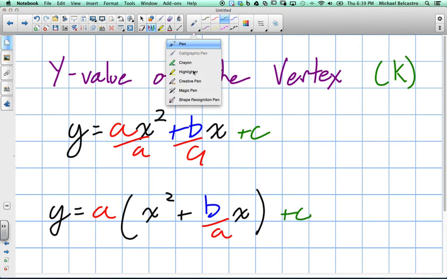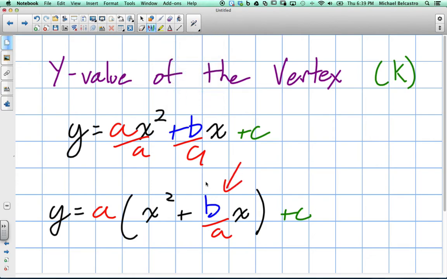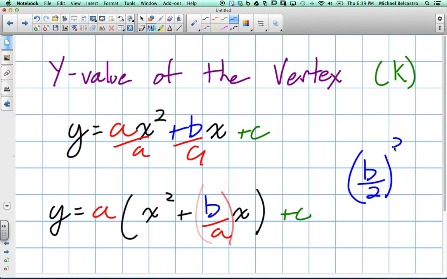Now, normally in this step, we take our new b value and apply it to a small formula. The formula is b divided by 2, and then we square that. Well, I'm actually going to do this with what we have here. This is our new b. So our new b is actually b divided by a. That's what our new b value is.